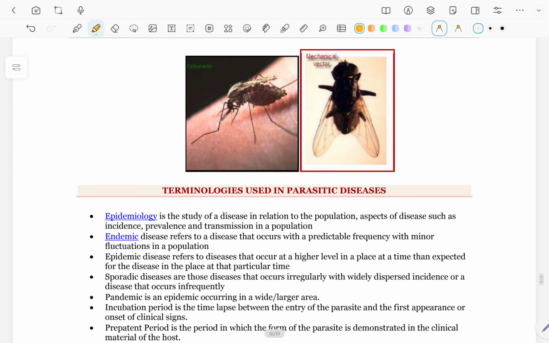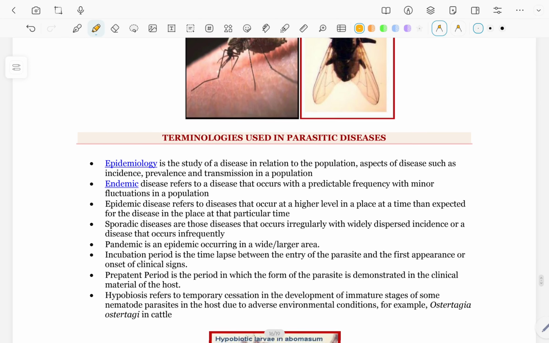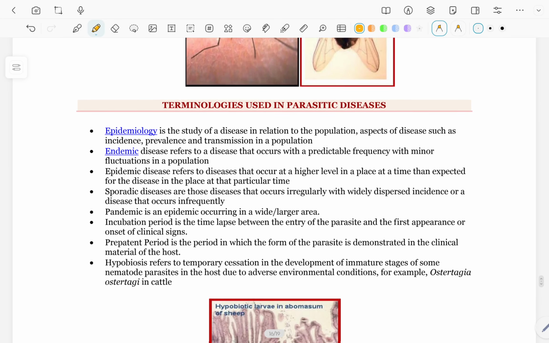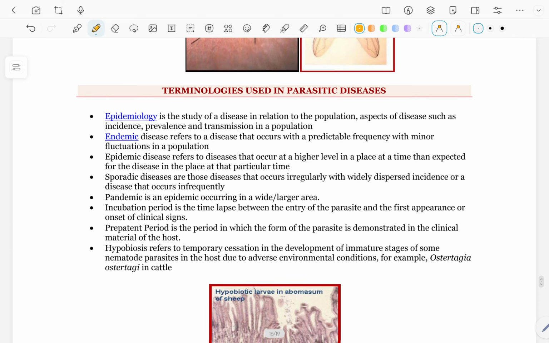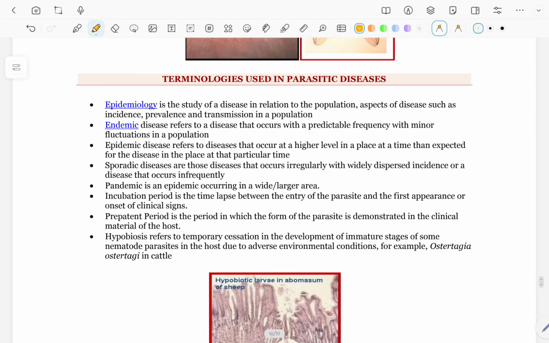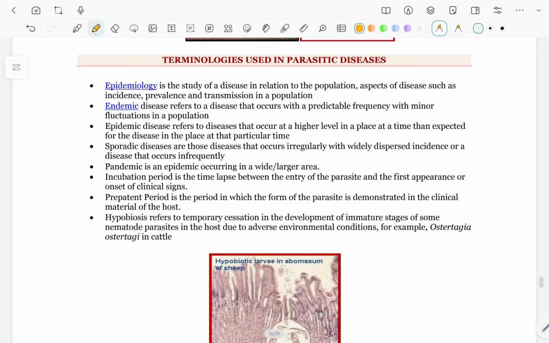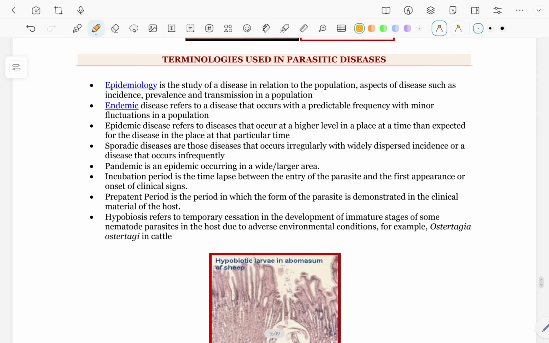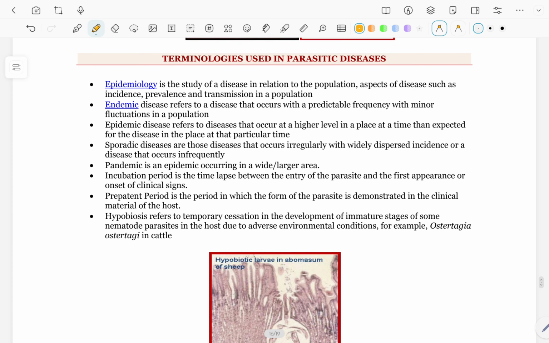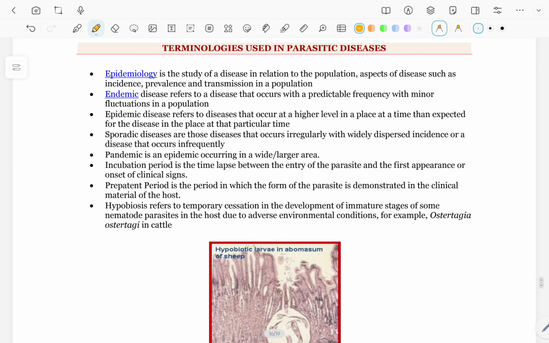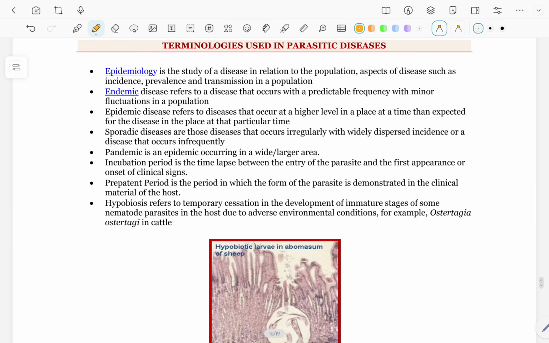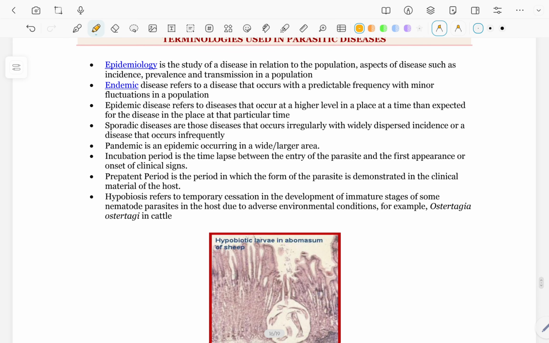Terminology used in parasitic disease. Epidemiology is the study of a disease in relation to the population aspect of disease, such as incidence, prevalence, and transmission in a population. Endemic disease refers to a disease that occurs with a predictable frequency with minor fluctuations in a population.